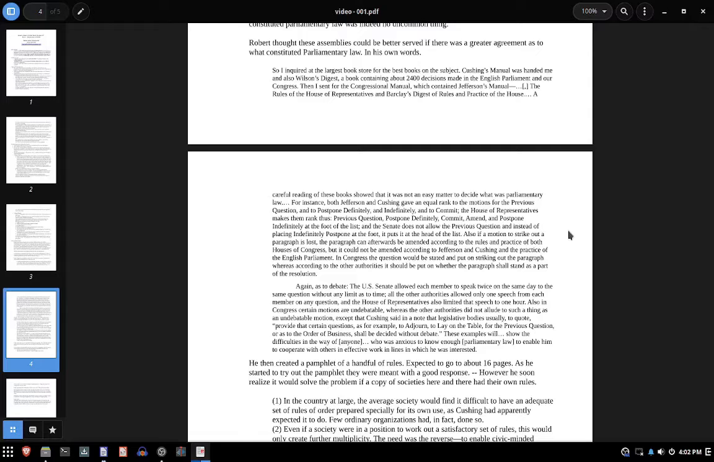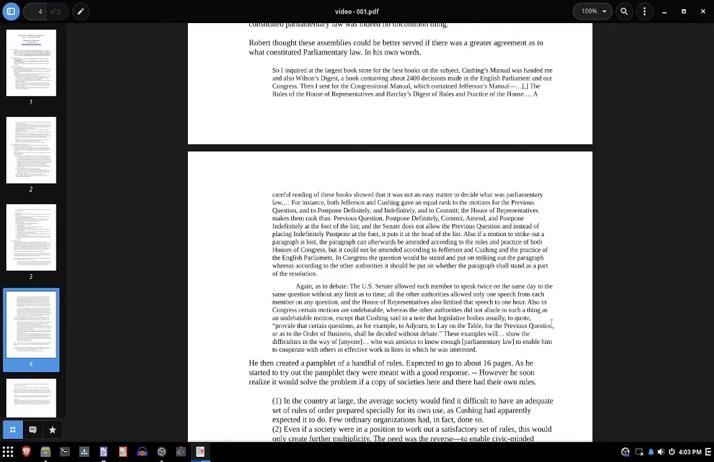That seems like a lot. Also, in Congress, certain motions are undebatable, whereas the other authorities did not allude to such a thing as an undebatable motion, except that Cushing said in a note that legislative bodies usually, to quote, "provide that certain questions, as for example to adjourn, to lay on the table, the previous question, or the order of business, shall be decided without debate."